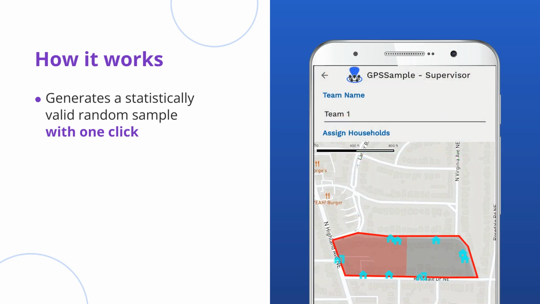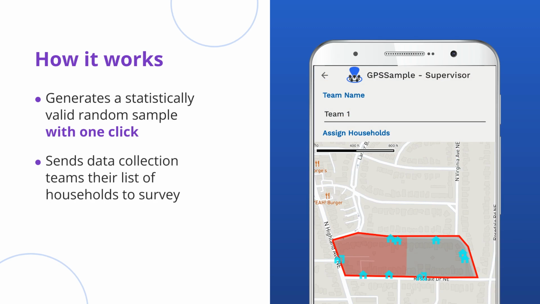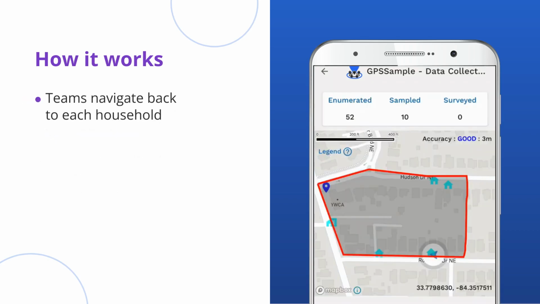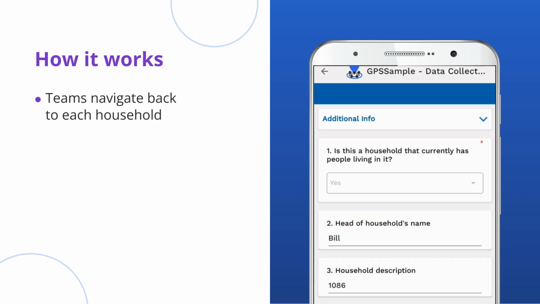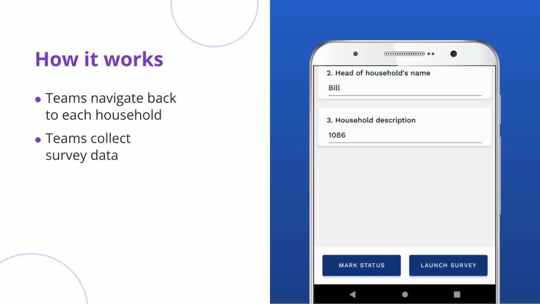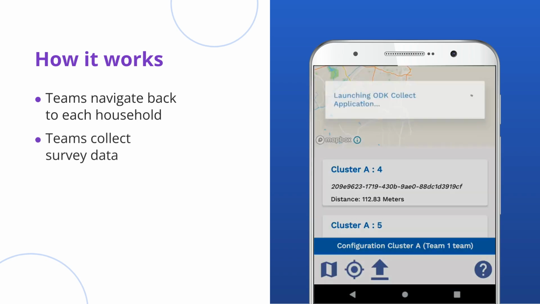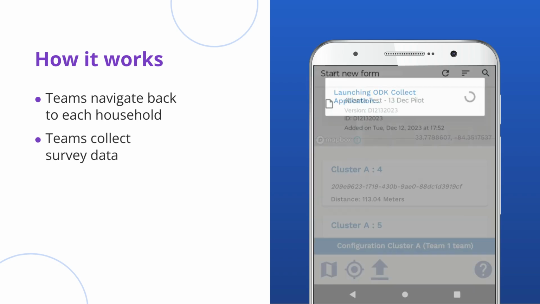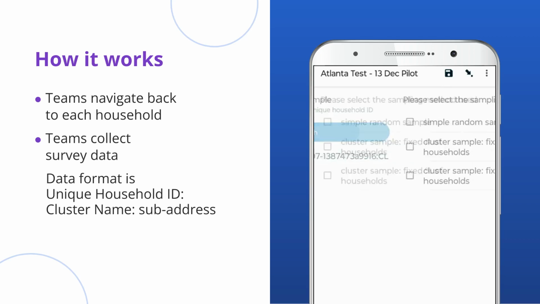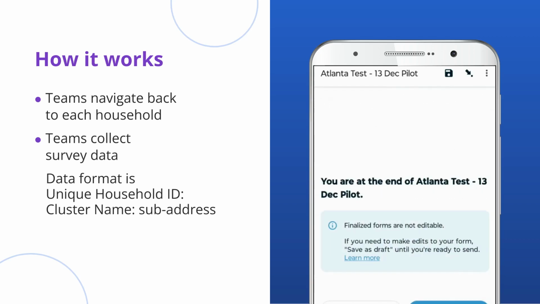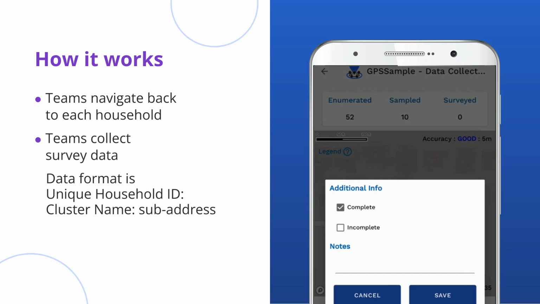Then, the supervisor assigns each data collection team their list of households to survey and sends the list to teams using the QR code technology. Data collection teams use GPSSample to help navigate back to each household they've been assigned. They'll ask survey questions using a different app, such as ODK or Kobo Collect. GPSSample can provide linking variables to survey apps such as ODK or Kobo Collect, which connect GPSSample's data to the survey data.